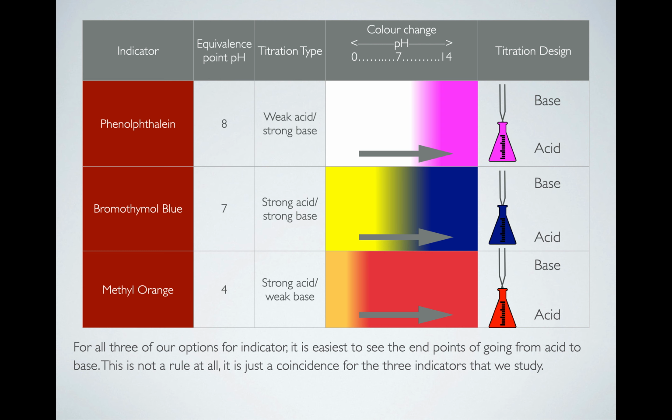Okay, so for our 3 indicators, it's worked out nice and good that you can remember if you put your acid down the bottom and your base in the burette, you're always going to be right for the HSC. But if you're using a different indicator, you're going to have to work that out and design it for yourself. But coincidentally, those 3 worked out really well. So if you put your acid down the bottom and the base up the top, no matter what indicator you're using, you'll get the best endpoint to see.